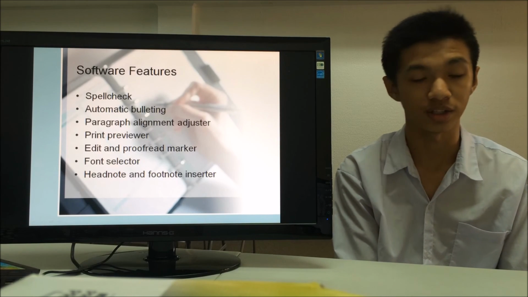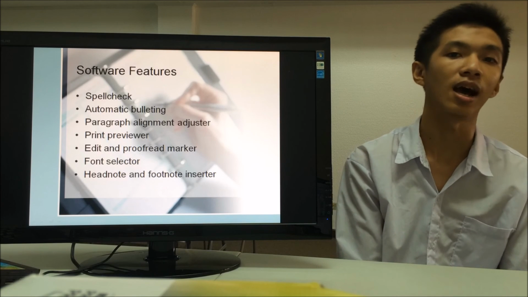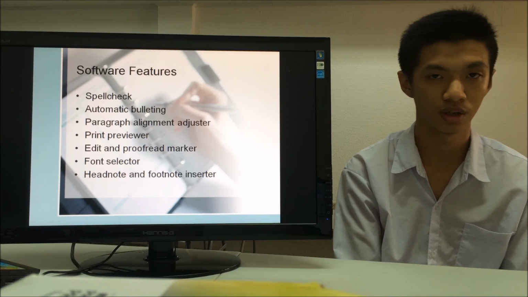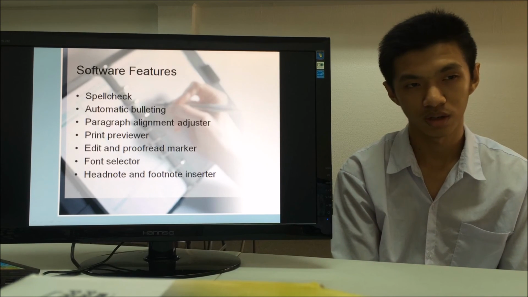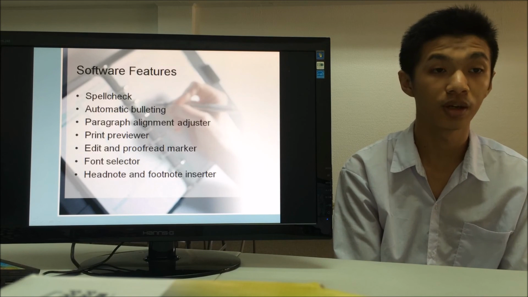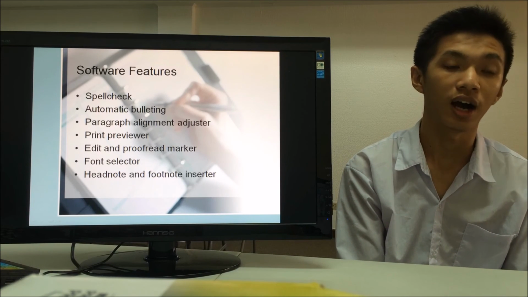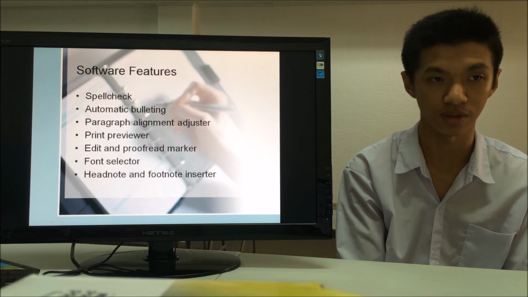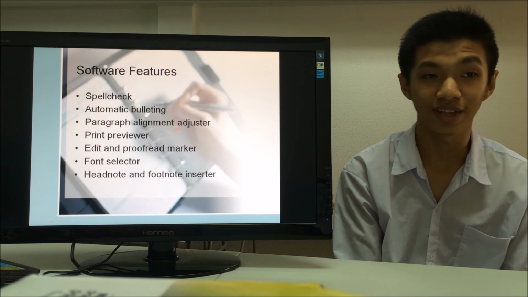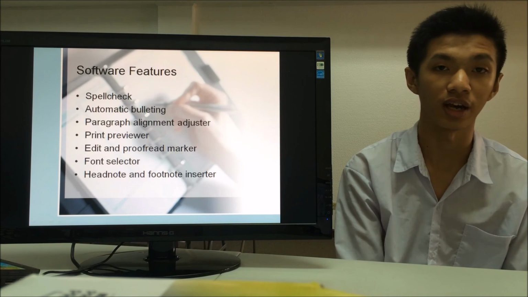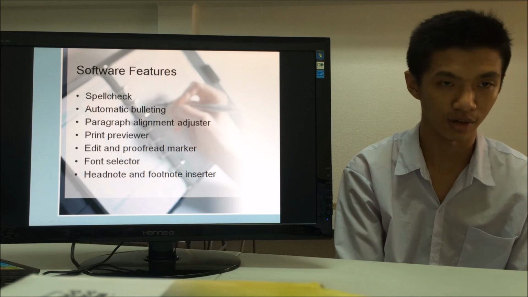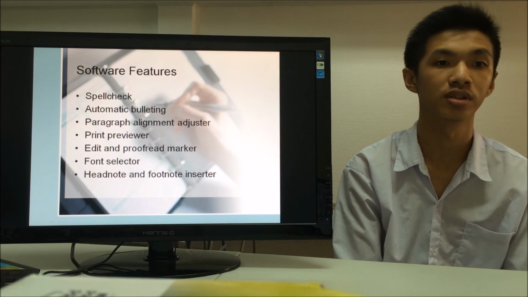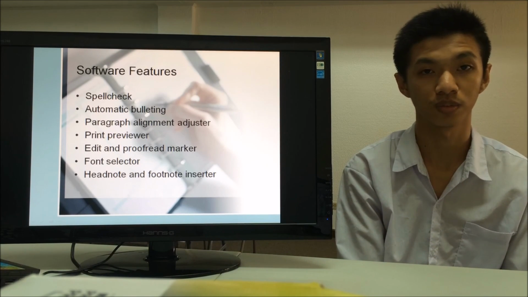We also have the paragraph alignment adjuster. Sometimes using the tab may not be the only solution you could use to align your paragraph. We also have the print previewer, where it allows you to see how your paragraph looks before it prints, how your business message looks before it prints out. We also have the edit and proofread marker feature that allows your peers to mark out any errors that they find in your paragraph, which is a double insurance after the spell check.